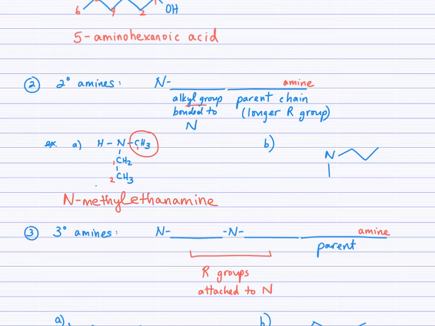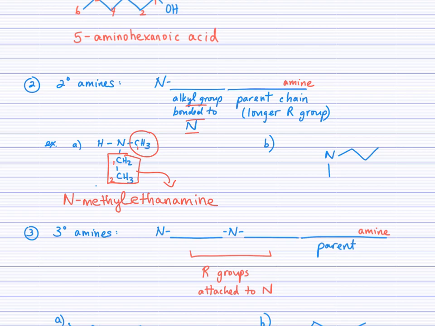Because that alkyl group is bonded to the nitrogen. So we're viewing this as the parent and the methyl group as the side group, if you will, something smaller bonded to the nitrogen. So check out question B.